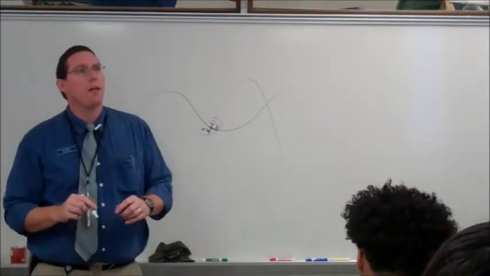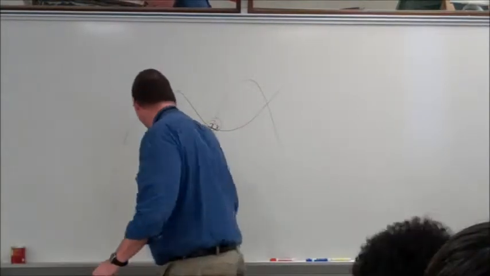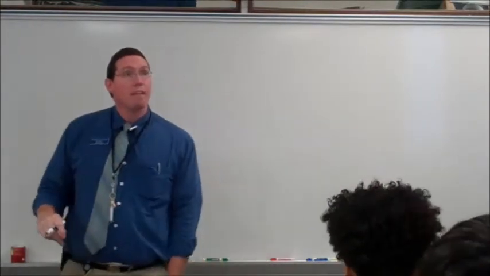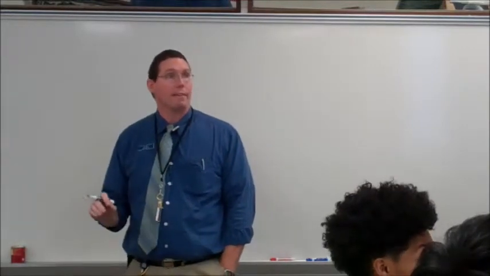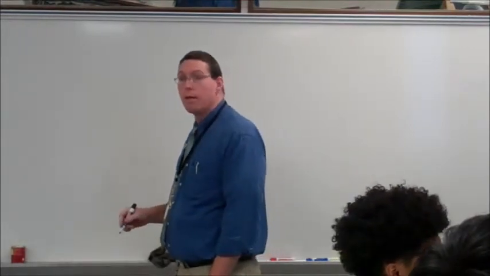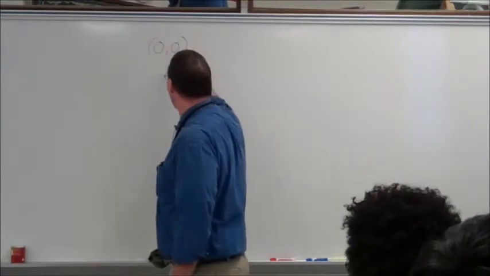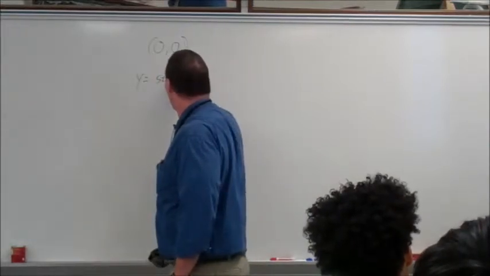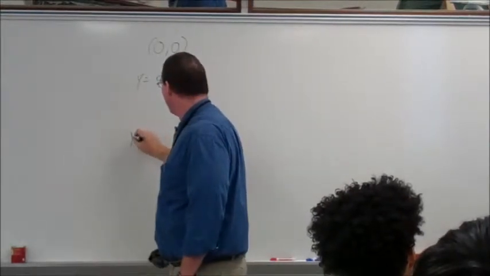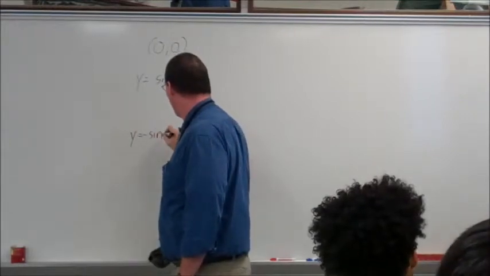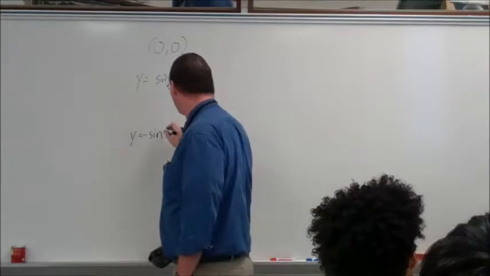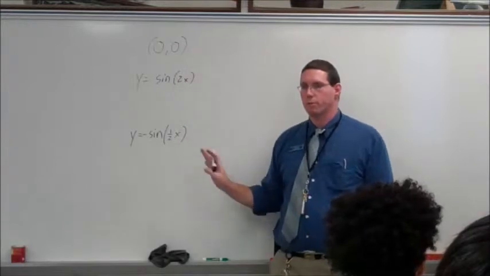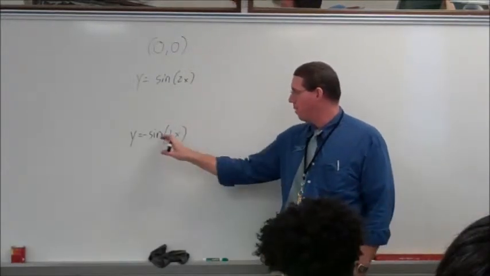Show that the curves y equals sine of 2x and y equals negative sine of x over 2 are orthogonal at the origin. What does origin mean? 0, 0. So at the point 0, 0, we have y equals sine of 2x, and y equals negative sine of x over 2, which instead of x over 2, I'm going to write 1/2 x. Is that okay? It's just easier to recognize as slope times x.